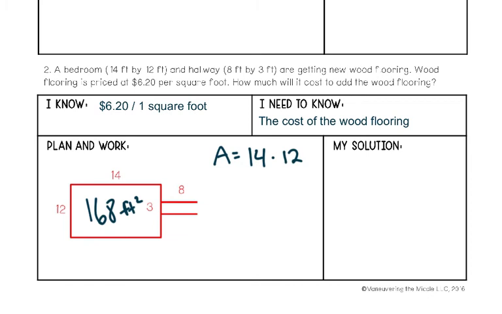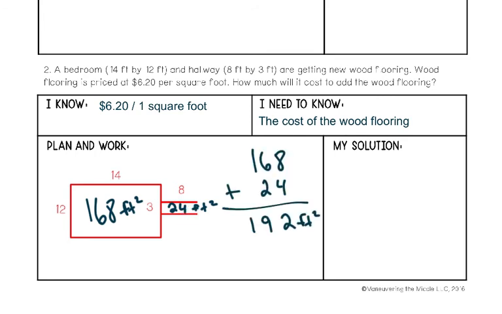Now we need to find the area of the hallway. The formula is the same, base times height. I've got a base of 8 and a height of 3, so I'll plug those into the formula. 8 times 3 is 24 square feet. So the combined area is going to be the sum of the square footage of the bedroom and the hallway for a combined area of 192 square feet.